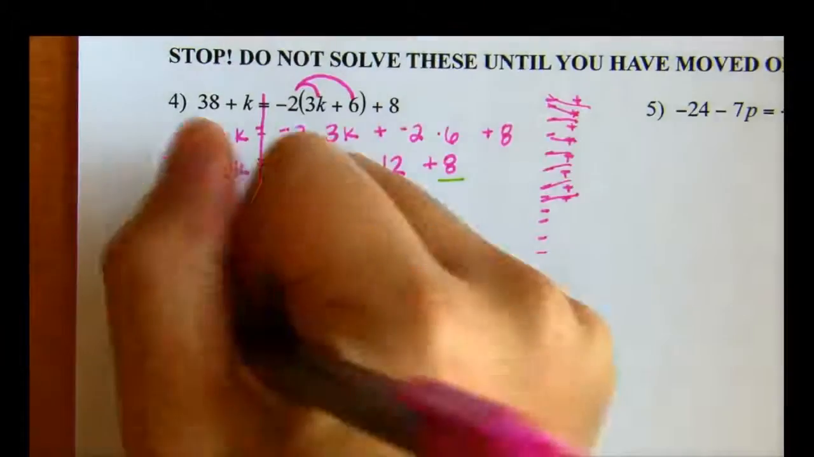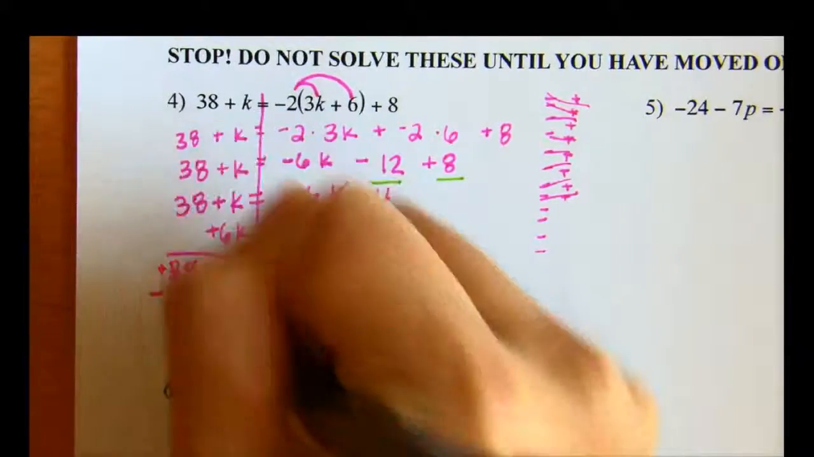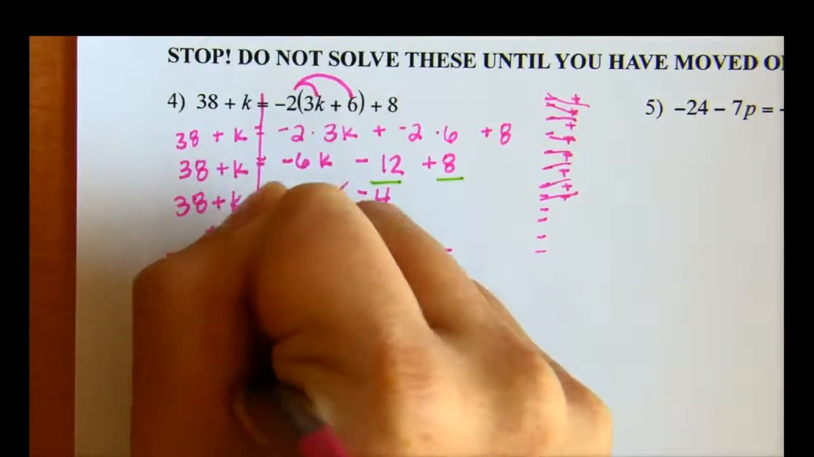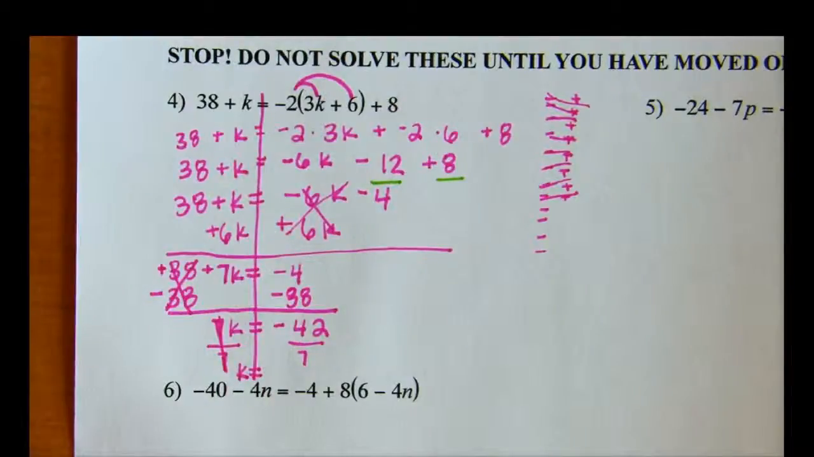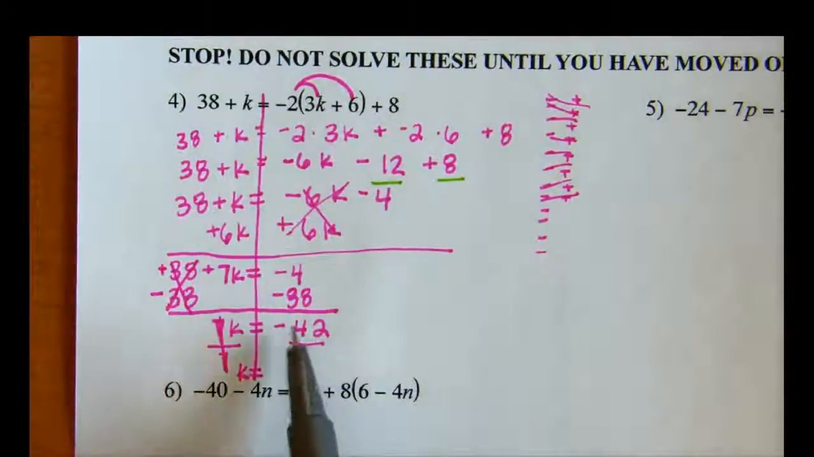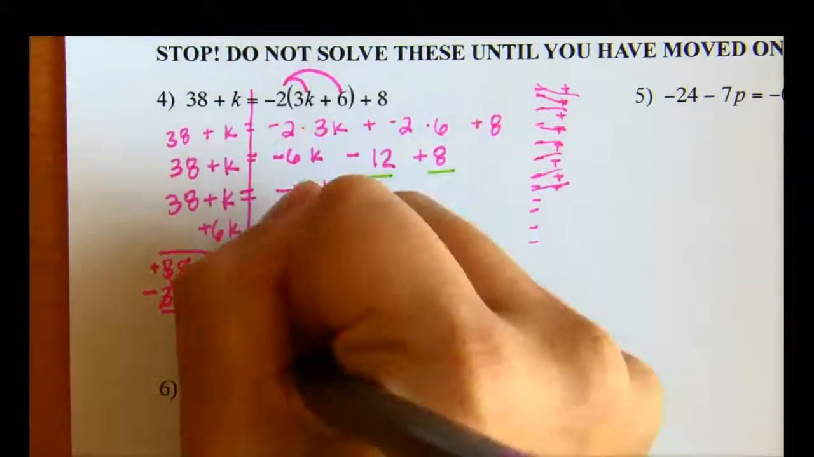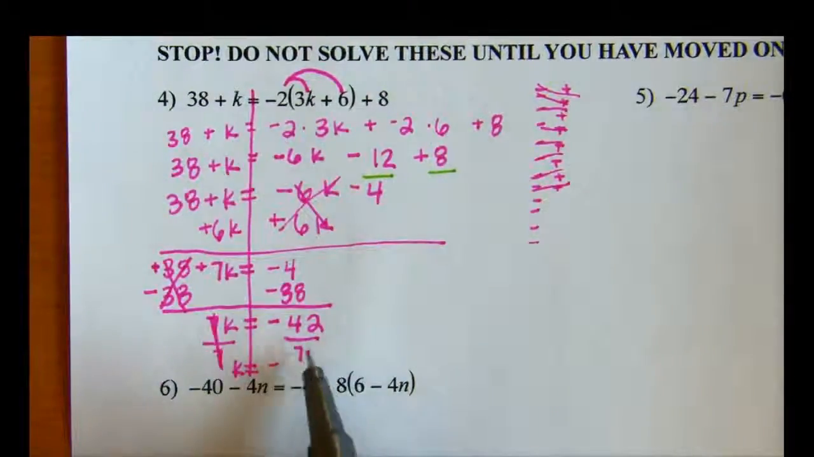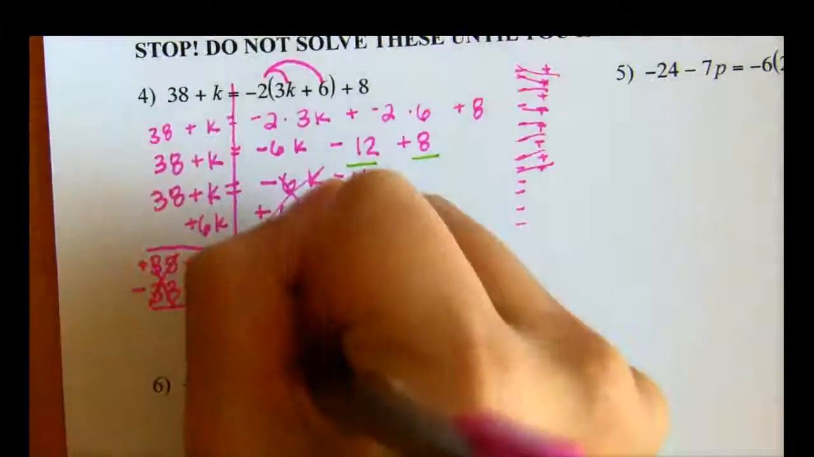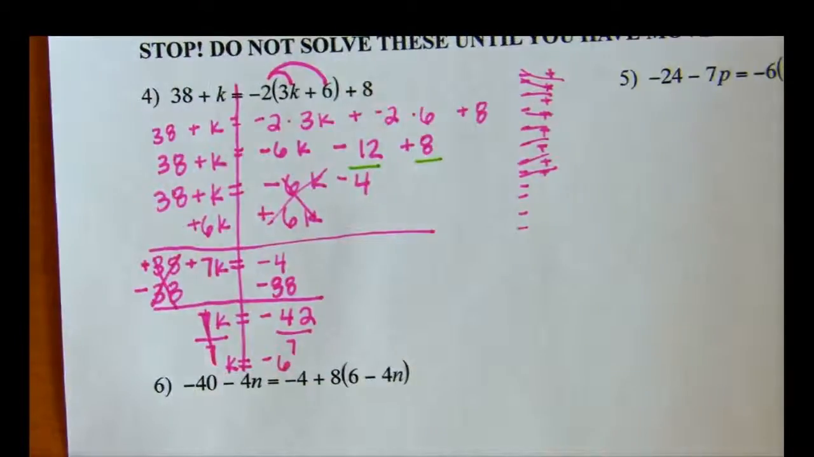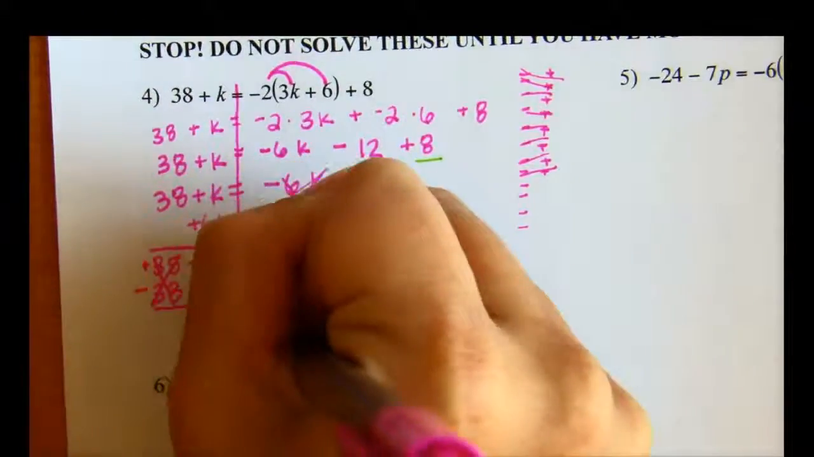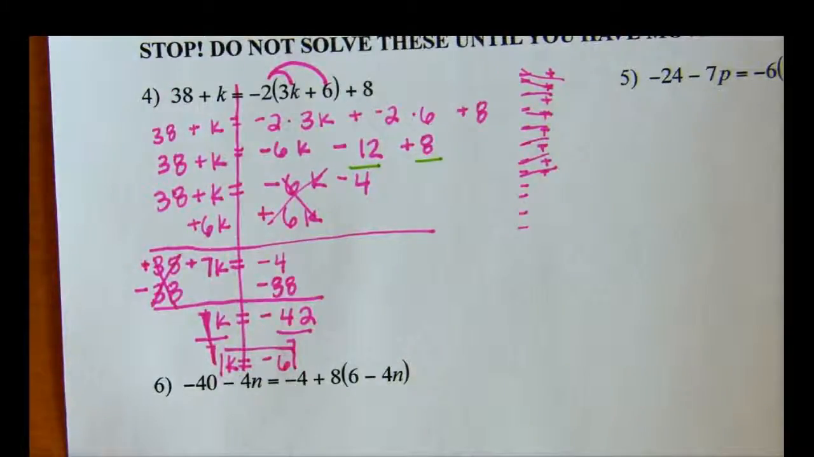When I do that, my 7 is going to cancel out, so I'm just left with k equals negative 42 divided by a positive 7. Well, a negative divided by a positive gives me a negative. And 42 divided by 7 is going to give me 6. So in the end, k will equal a negative 6.